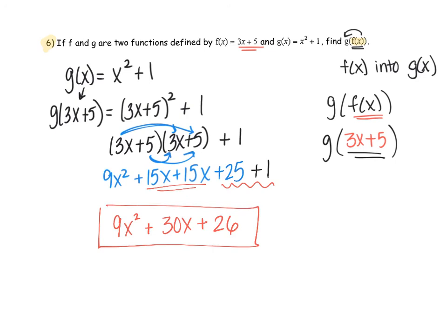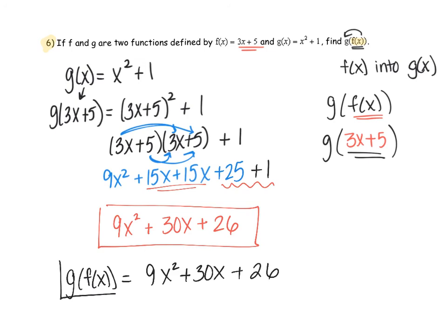Now, you don't have to rewrite it, but if you want to be technical, it should be g of f of x, which is 9x squared plus 30x plus 26. Either way would be an acceptable way of writing the final answer.